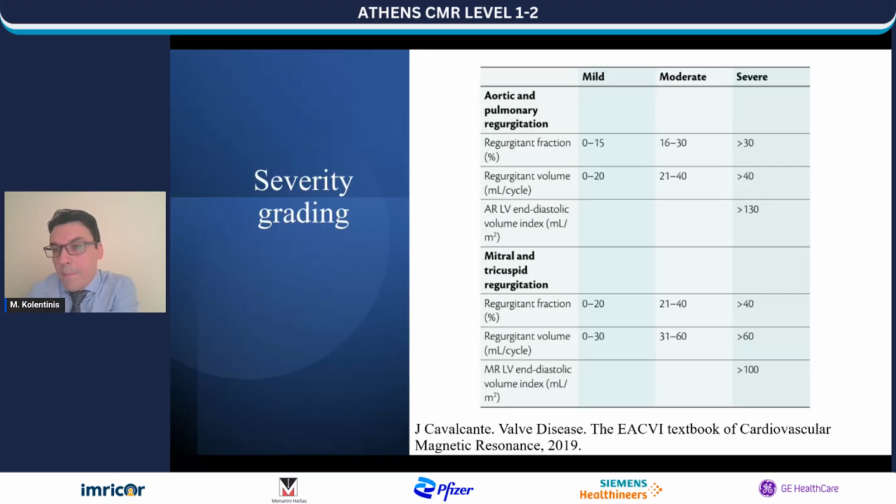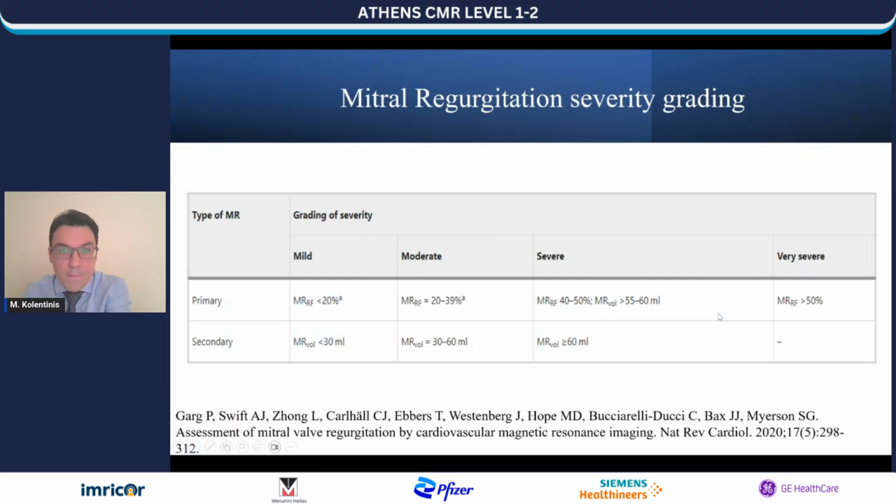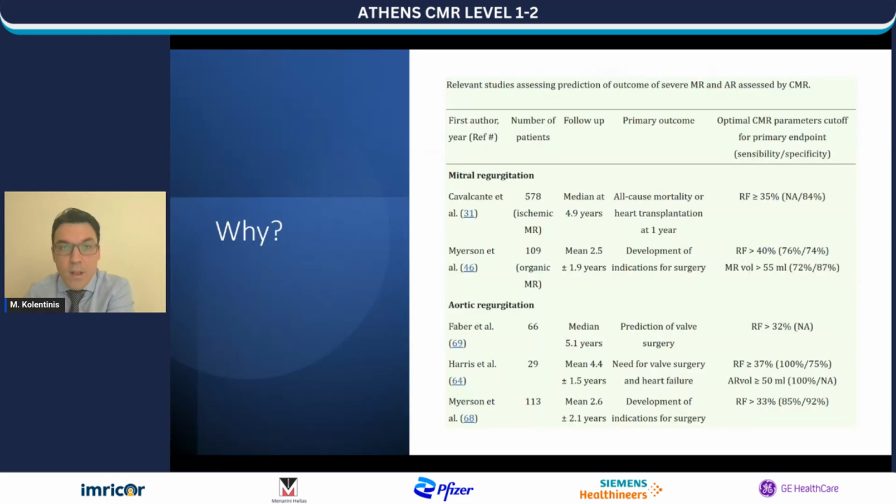This picture shows the cutoff values for severity grading. For aortic and pulmonary regurgitation, a fraction over 30% should be considered maybe severe, and for mitral and tricuspid regurgitation, it is somewhere around 40%. This shows that for primary and secondary mitral regurgitation, a regurgitation fraction of over 40% should be considered severe.